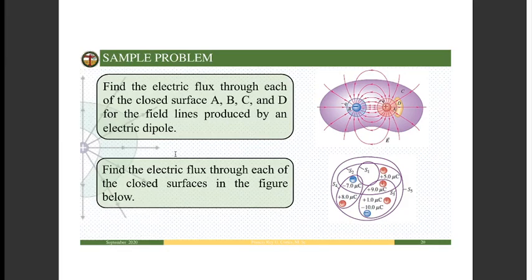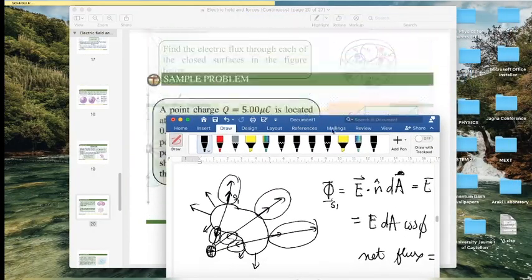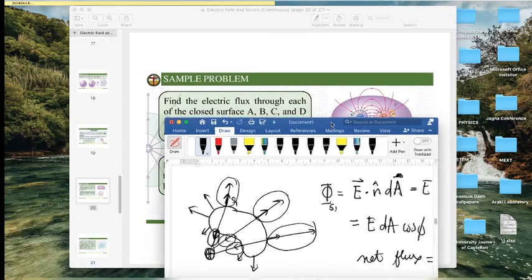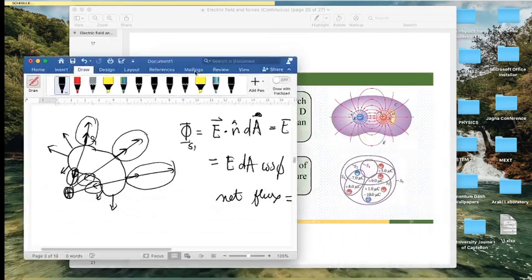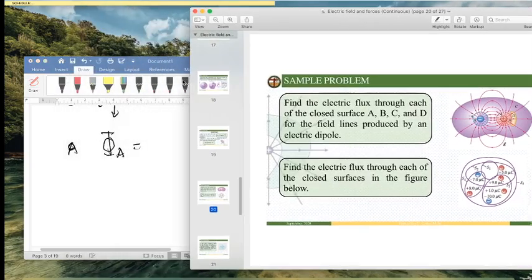Okay, so for surface A, the electric flux through surface A is equal to how much? How much is that?